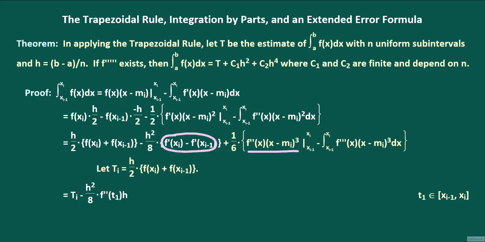We evaluate this part keeping in mind that x minus m sub i is h over 2 at x sub i, and is minus h over 2 at x sub i minus 1. We get this quantity.